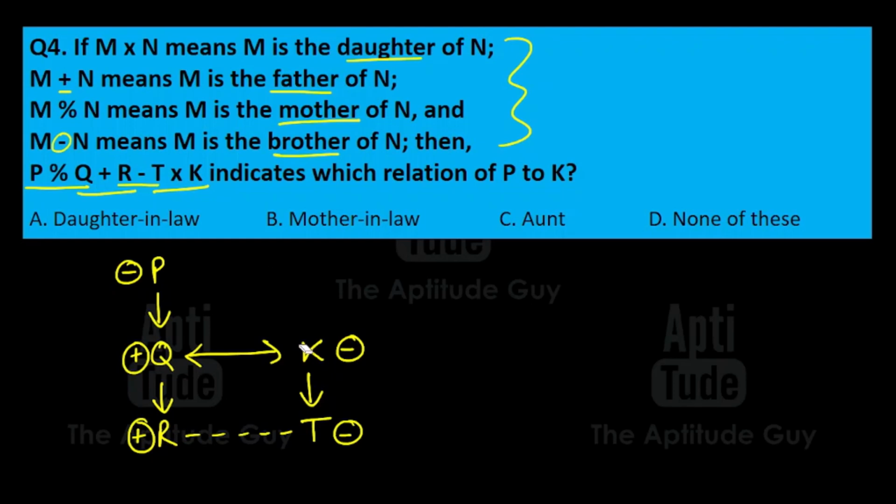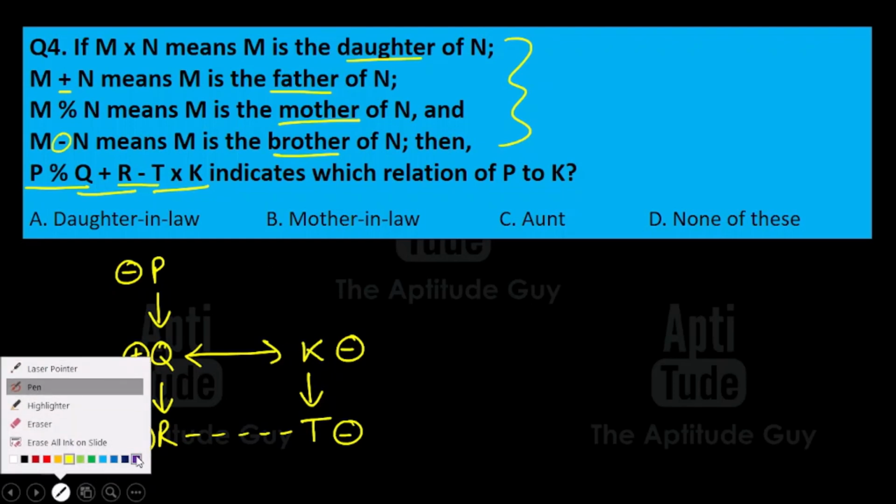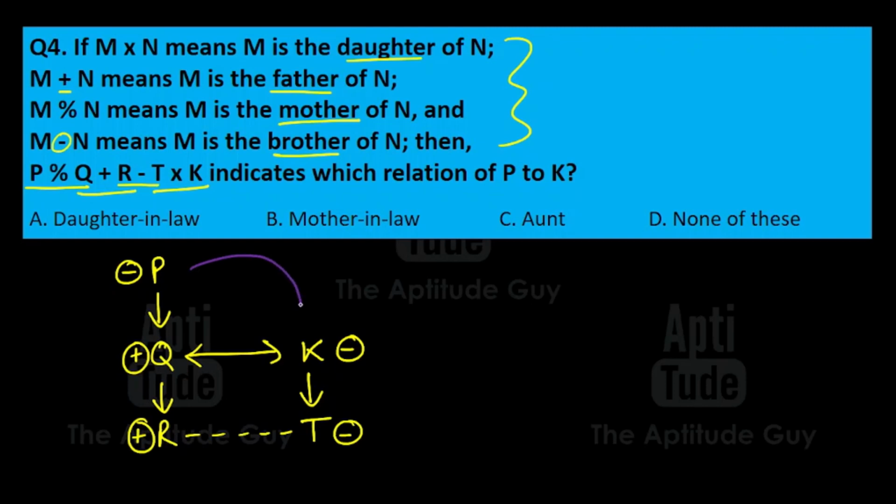Now, P to K. P to K. So that means P is the dash of K. P is the what of K? P is the mother-in-law of K. That is the answer. A lot of people draw this entire diagram absolutely perfectly, and then they end up reading the question in the opposite way, and then they end up marking daughter-in-law as the answer. But they have asked P to K. That means P is the dash of K, P is the mother-in-law of K. If at all they had asked K to P, then the answer would have been daughter-in-law.